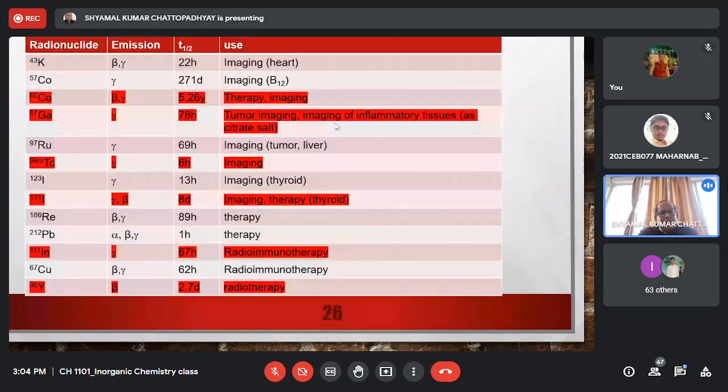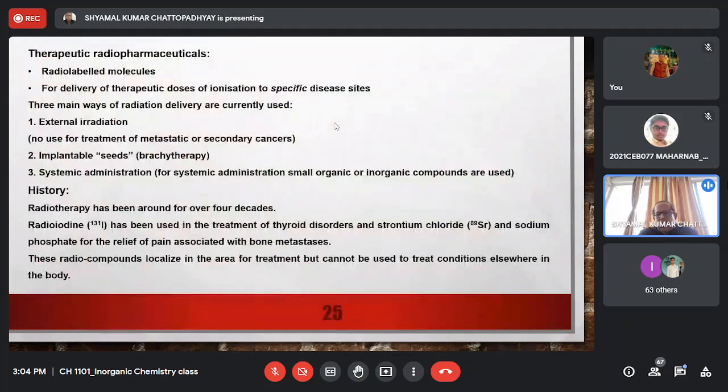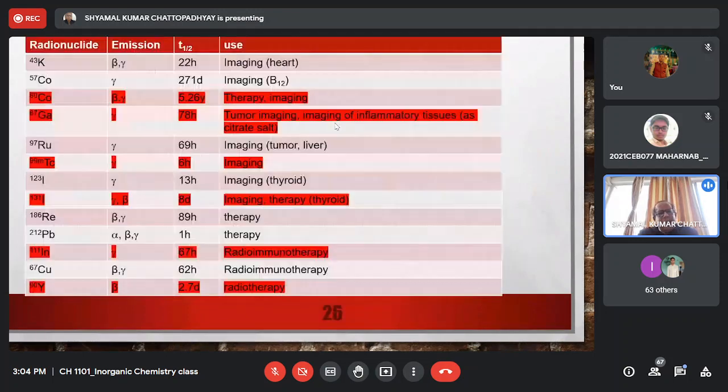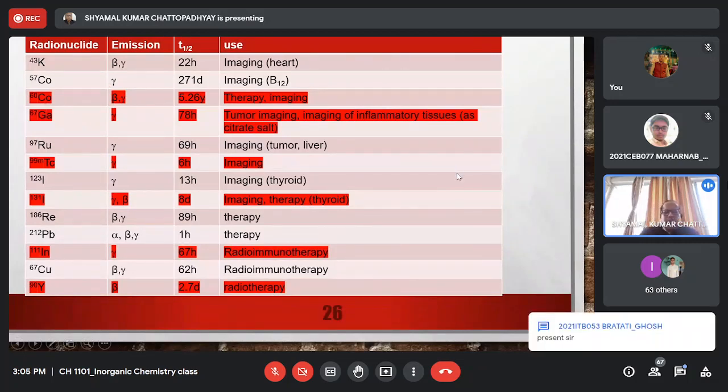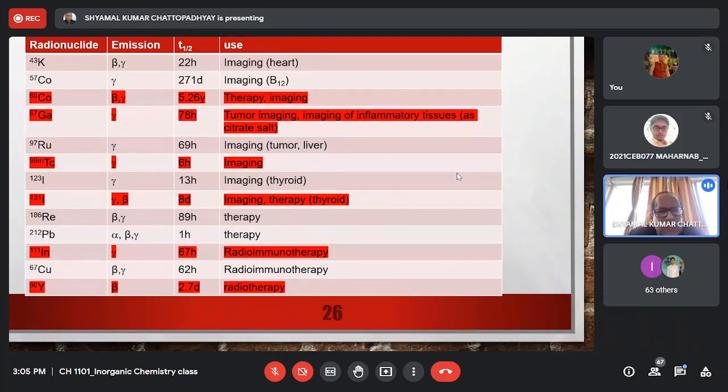So this completes our discussion on radiopharmaceuticals. I again tell you to go through this table and try to remember at least two radioisotopes which are used for imaging purposes and two radioisotopes which are used for therapeutic purposes, and try to understand what the criteria are.